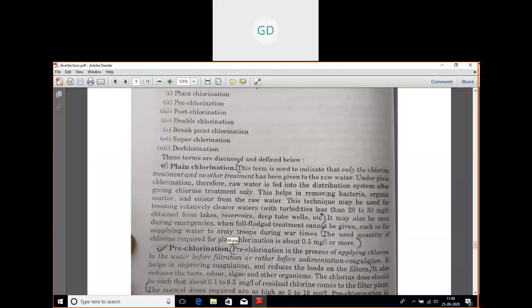Okay, so we have to end it here. Today much time has gone by because of this sound issue. Okay, no problem. So I am ending it here today, plain chlorination. Next class we will be proceeding with pre-chlorination.